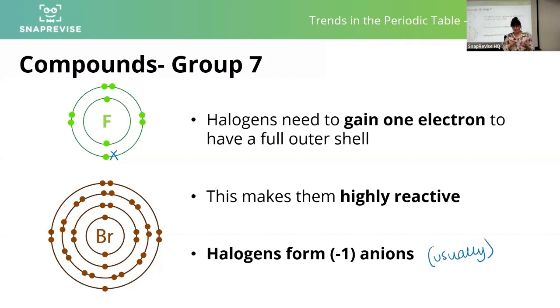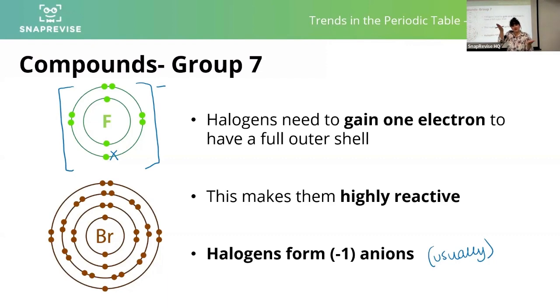And if my fluorine atom has gained a negative charge, well then overall, that species will have one negative charge. Atoms have an equal number of protons and electrons. Protons are positive, electrons are negative. So if they've got an equal number of each, they cancel each other out. So overall, the charge is neutral.